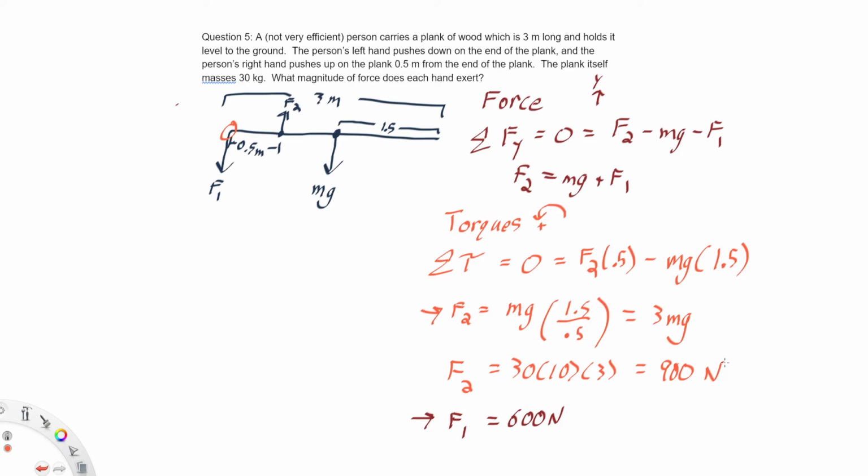Right, and then the force analysis we did earlier. Why did I write not very efficient person? Because this is a terrible way to carry a long piece of wood. You should just carry it in the middle. That way you would use less force. Yeah, 882 and 588 sound about right if you use 9.8 as gravity. An efficient person would carry the plank in the middle, or they would carry it vertically.